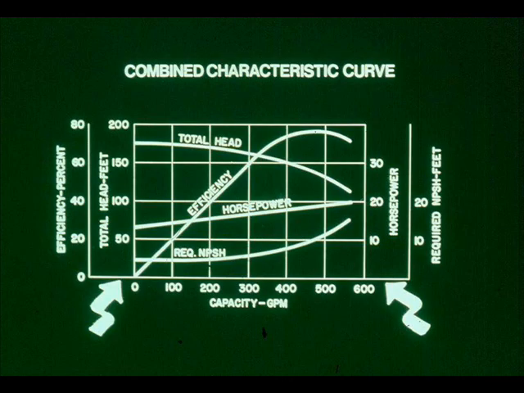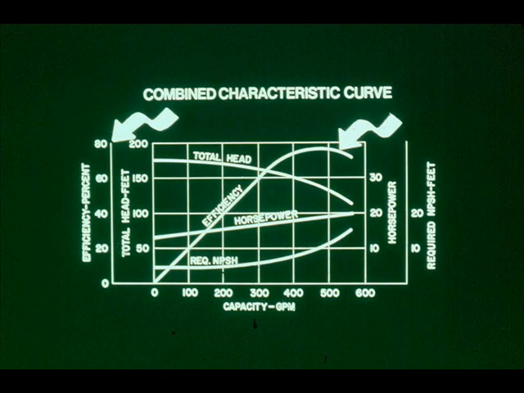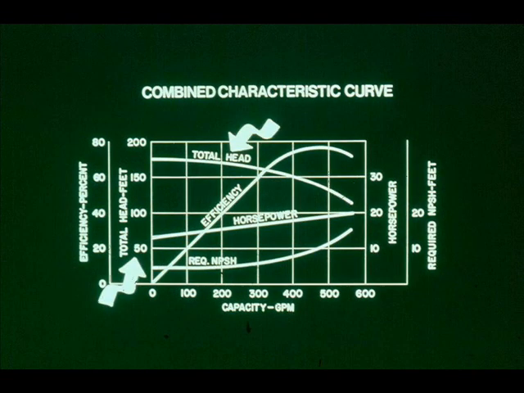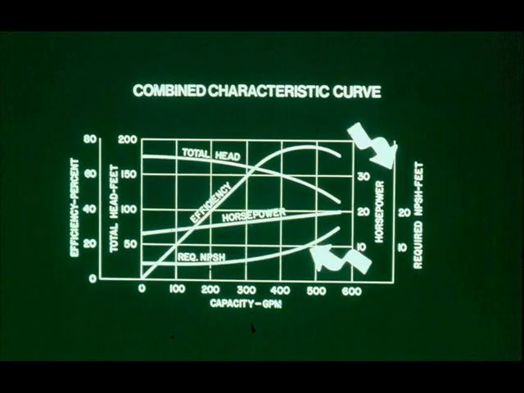Usually you will see characteristic curves shown in this manner. Several different characteristics are shown on the same chart. The horizontal scale shows capacity only. There are several vertical scales, a different one for each characteristic curve. This one shows efficiency and goes with the efficiency curve. This one shows horsepower and goes with the horsepower curve. This scale shows total head and goes with the total head curve. And this one shows net positive suction head and goes with the net positive suction head curve.